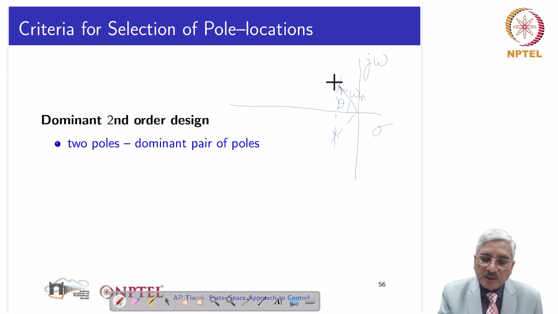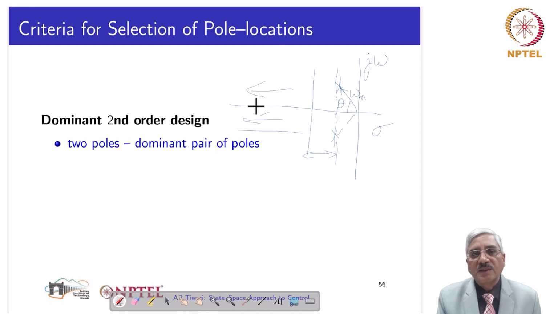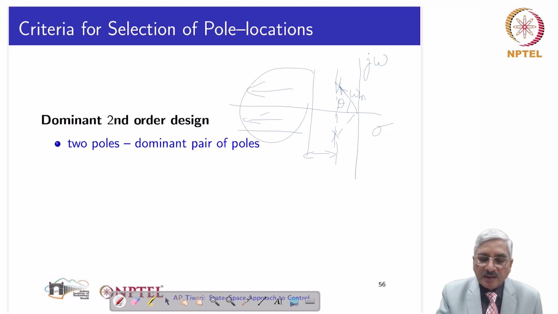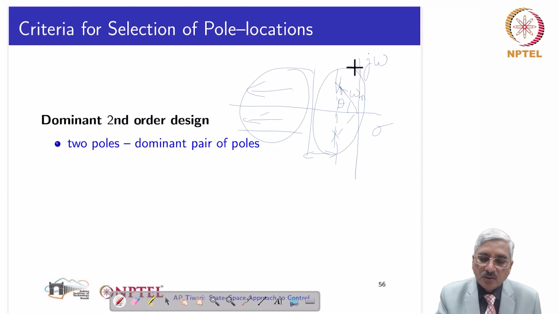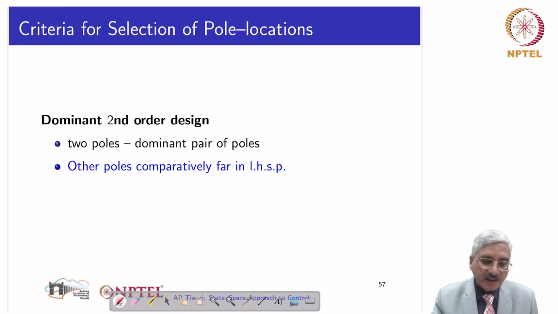And the remaining poles we choose away relative to these locations, larger away in this side of the S-plane. So they will not be dominant. These 2 poles will decide the transient performance characteristics, and that means that we can achieve required overshoot, damping, settling time, etc. for this higher order system also, and it will behave essentially like a second order system having poles at these locations. This is the dominant second order design.